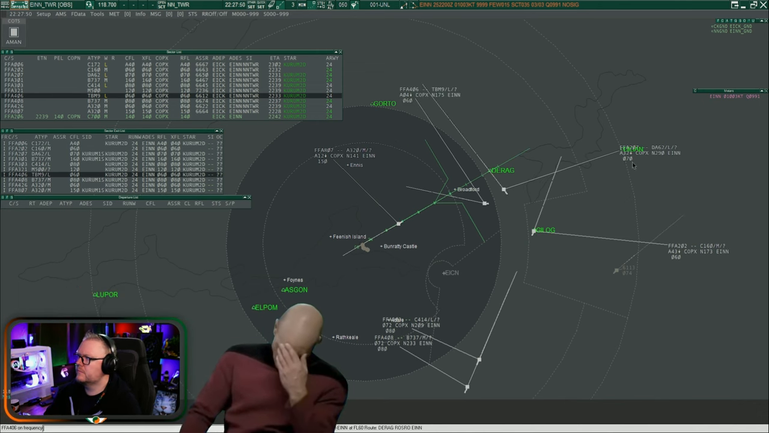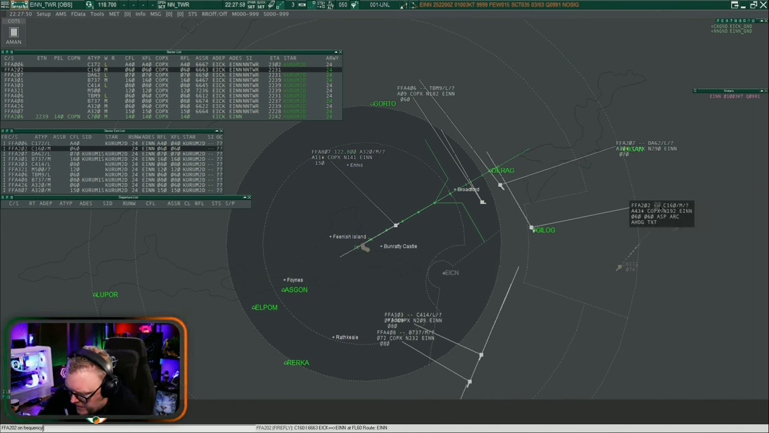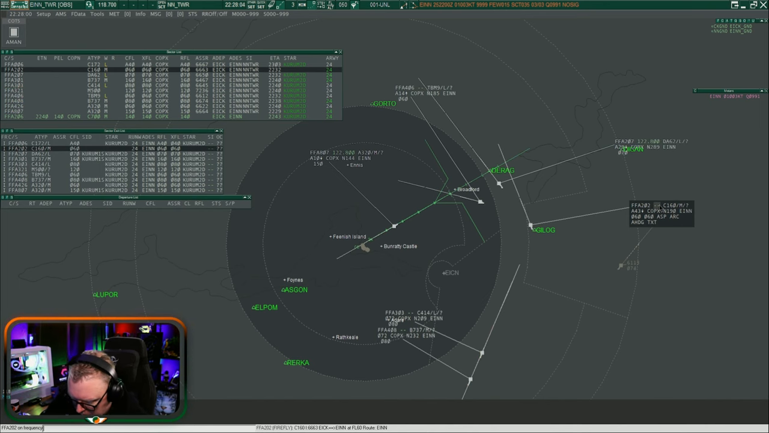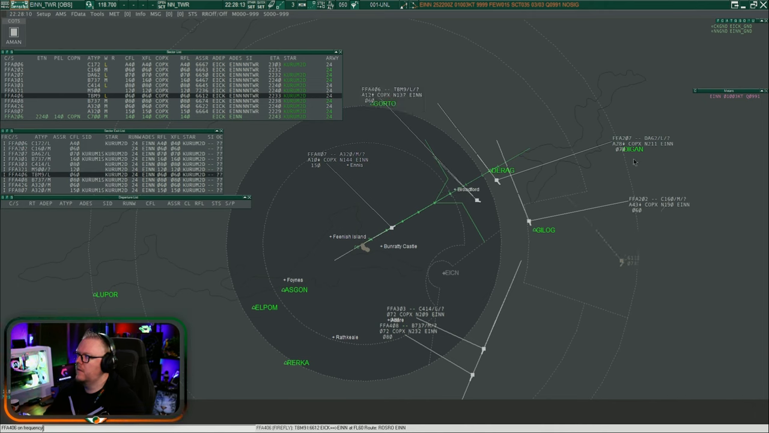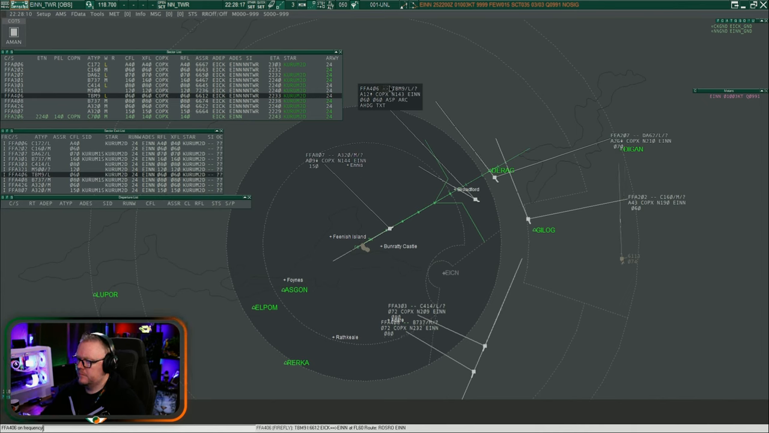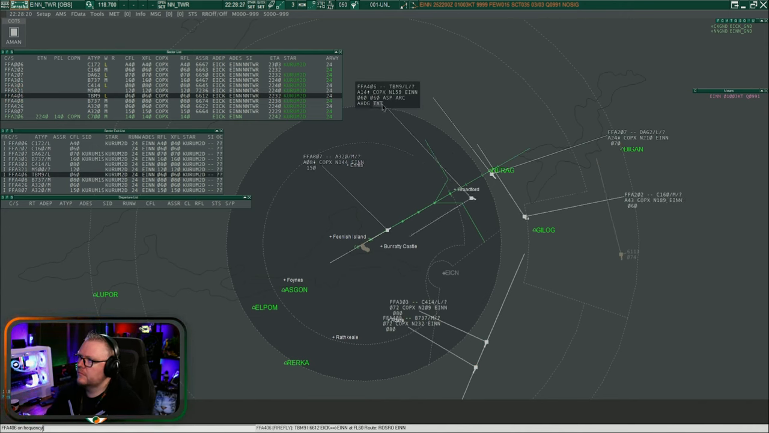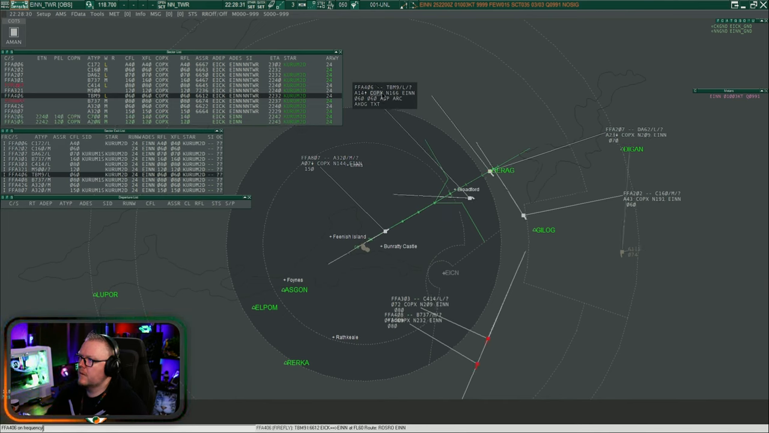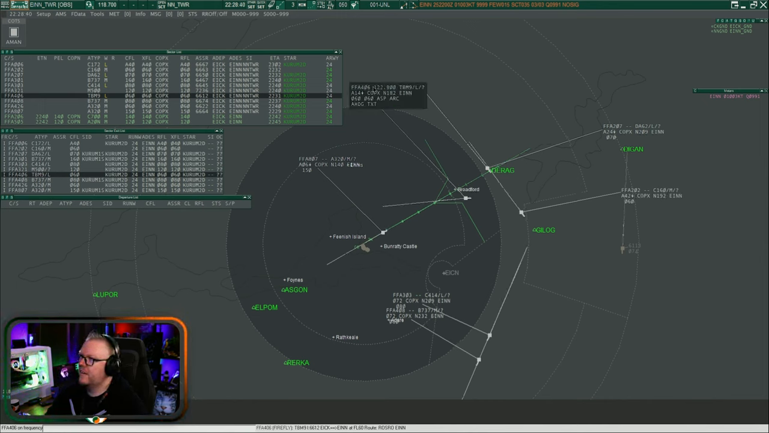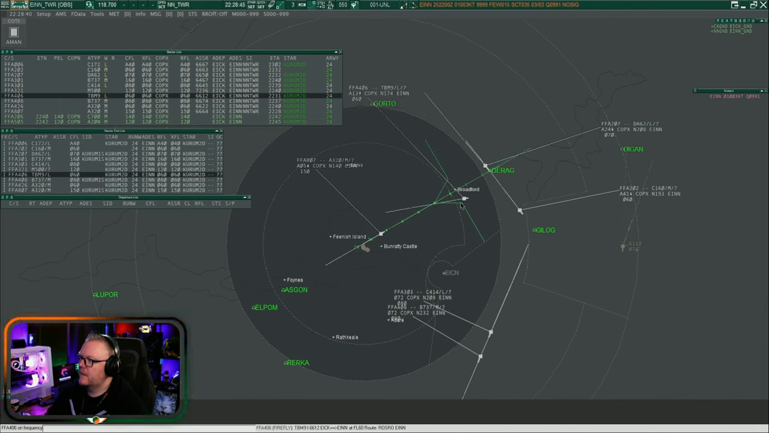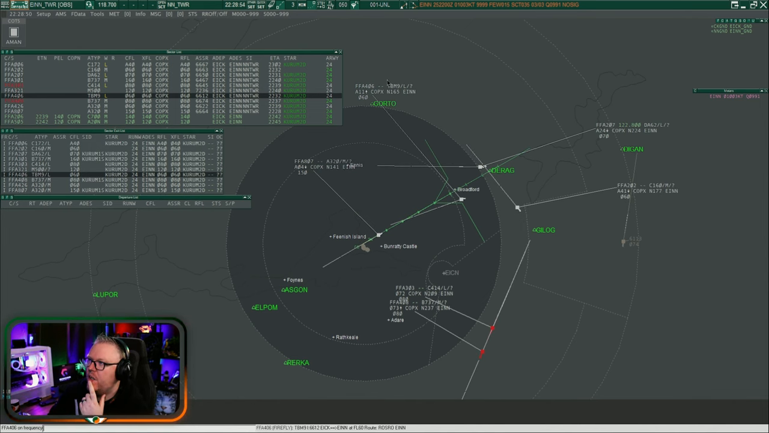Shannon Tower, FFA 202, overhead, gear down, descending to 3,000. Firefly 202, roger, continue approach. Call back when fully established on the localizer. Where's this guy going? Firefly 406, Shannon Tower. Okay, he should be on my frequency. Uh oh. This is going to make things interesting. Who's 406, lads?